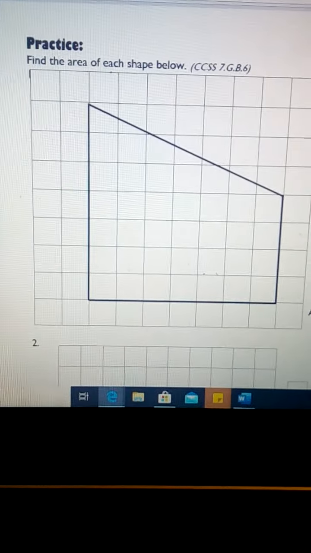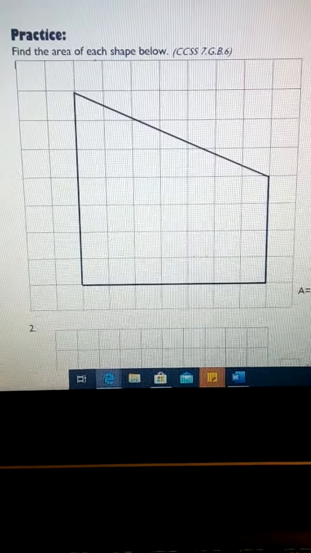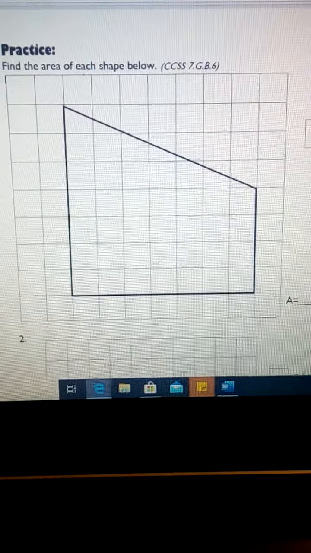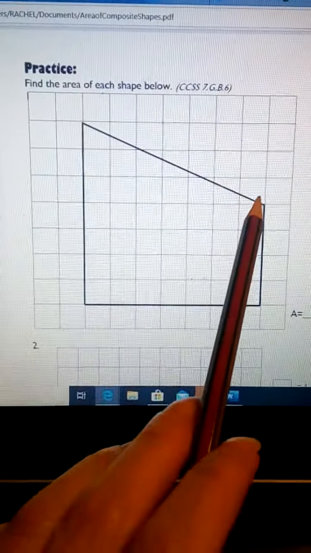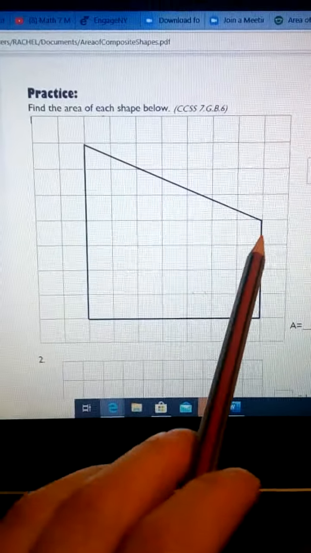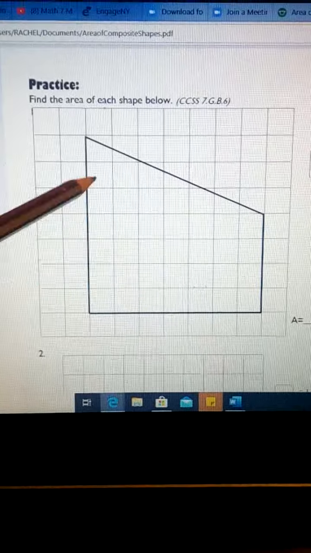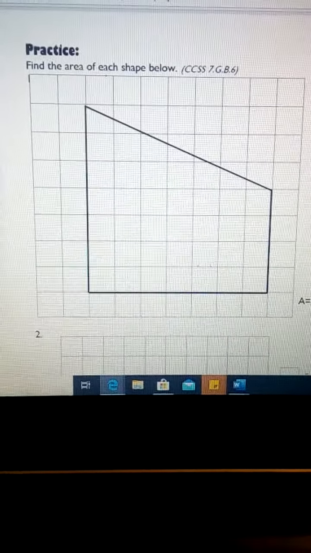Let's go ahead and look at problem number 1. Here you need to find the area of the shape below. You can go ahead and divide it into two different shapes. First we'll find the area of the triangle here, and then next we'll find the area of the rectangle here. And last we'll combine both areas to find our total area.